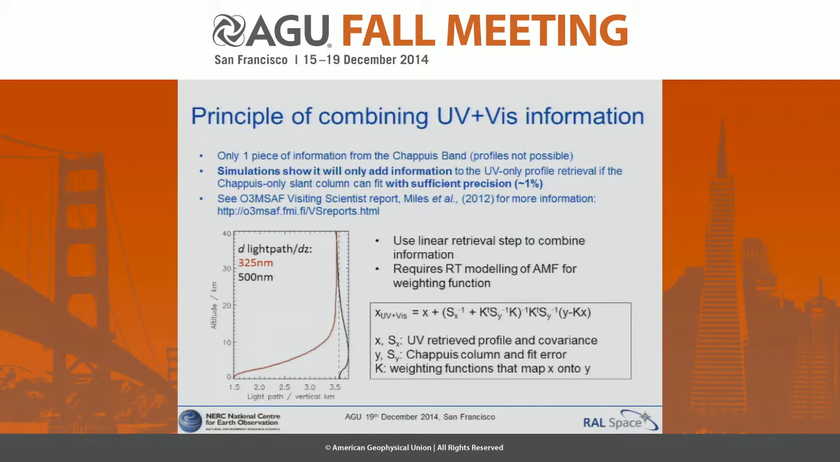But what we propose to do is to combine the information from the UV profile with the Chappuis slant column in an optimal way using a linear retrieval step. So essentially you use your Chappuis slant column as your measurement, your UV profile as your a priori, and you make a weighting function which describes the differential light path sensitivity between the 2 wavelengths. So this is a very good illustration of how the light path penetration into the troposphere is improved in the visible as compared to the UV. So this is really the physical limiting factor of why you can't see down to the surface at other parts of the spectrum.